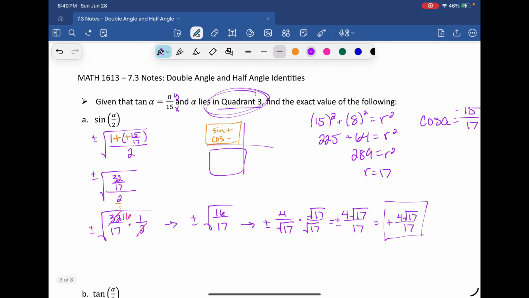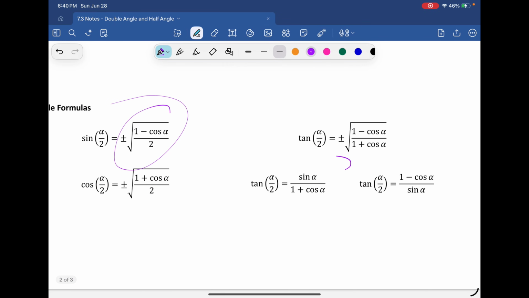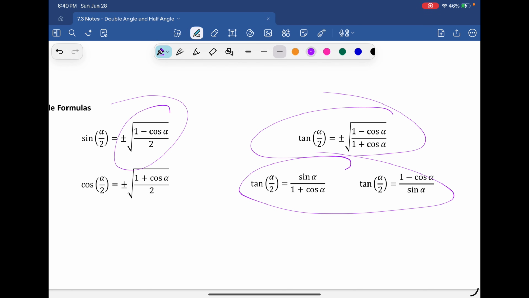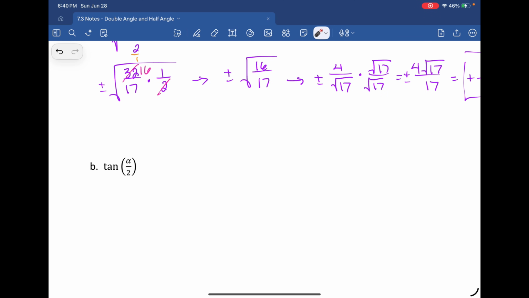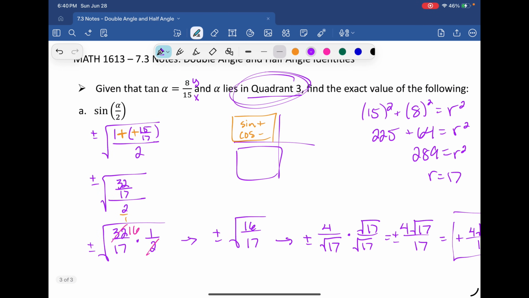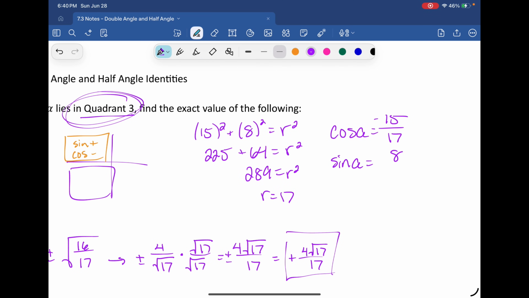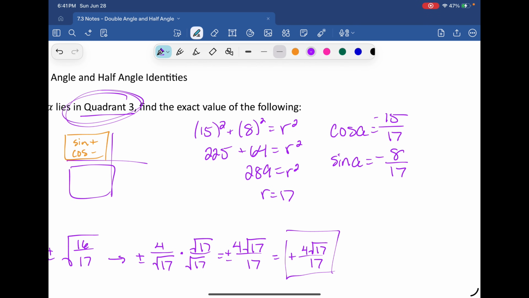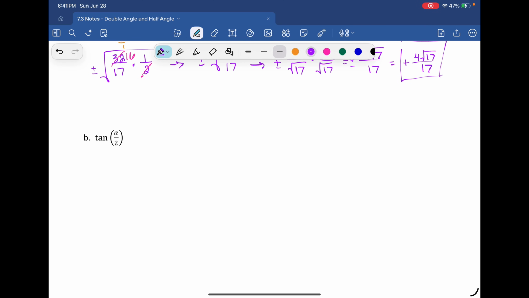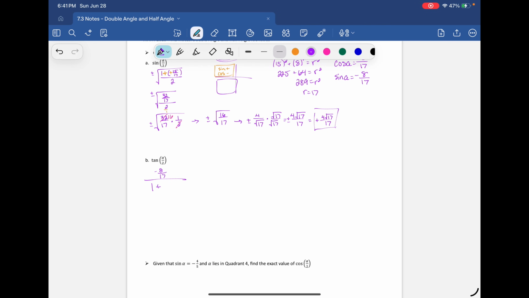In example B, I'm going to use the tangent formula, which I have here and there. I'm going to do everything I can to not use a square root symbol. We're going to use one of these two, and it honestly does not matter which one you use. I chose that one because I can. Sine alpha would be y over radius, so 8 over 17. Quadrant 3, sine is negative. So I've got negative 8 over 17 over 1 plus cosine alpha. Make sure you read the formula correctly.